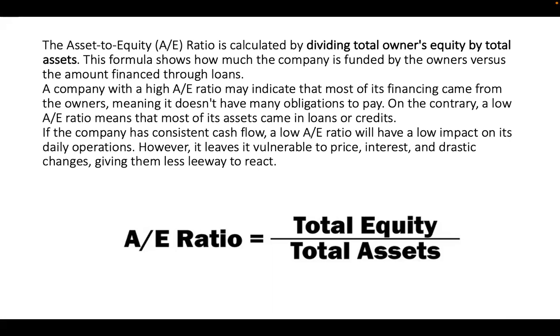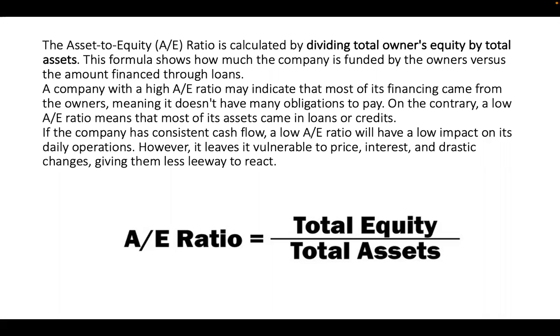A company with a high AE ratio may indicate that most of its financing comes from the owners. अगर किसी का हाई AE रेशियो है तो वो बताएगा कि ज्यादातर पैसा जो लगा हुआ है वो ओनर ने लगाया है, meaning it does not have many obligations to pay. इसका मतलब कि अब बहुत ज्यादा जो है उसको बाहर वालों को पैसा देने की जरूरत नहीं है, मतलब बहुत ऑब्लिगेशंस नहीं है they need to pay.